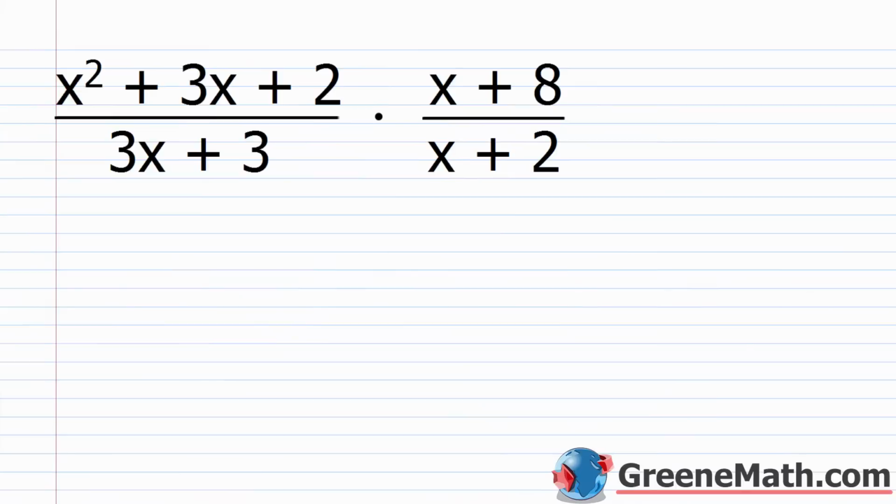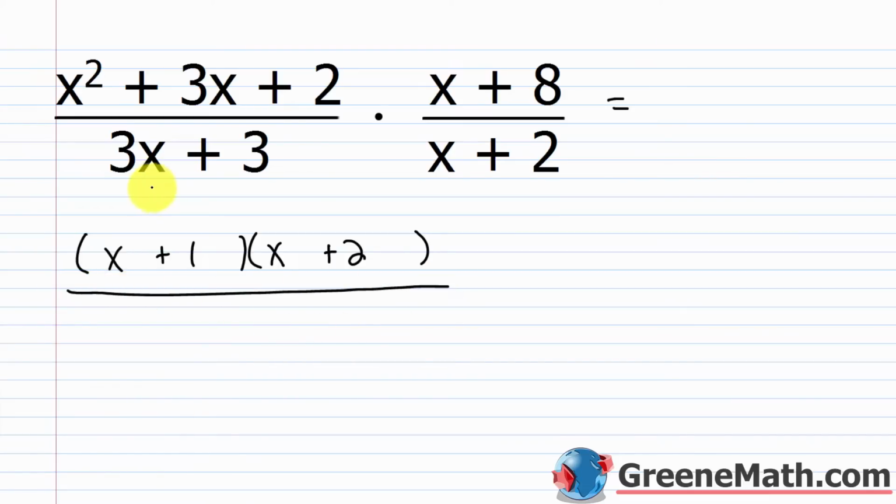All right, let's take a look at another one. So we have x squared plus 3x plus 2 over 3x plus 3. And this is multiplied by x plus 8 over x plus 2. So if I factor the numerator up here first, give me two integers whose sum is 3 and whose product is 2. That's pretty simple. The two integers that we want would be 2 and 1. Right? 2 times 1 is 2. 2 plus 1 is 3. So plus 1 and plus 2.